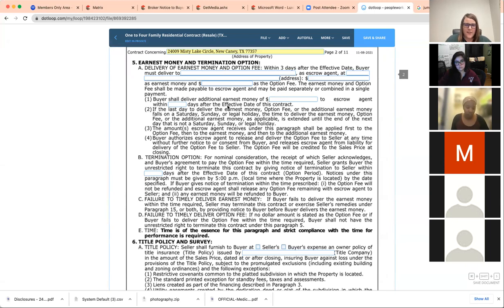Now, this is another key thing. If the last day to deliver the earnest money, option fee, or additional money falls on Saturday, Sunday, or a legal holiday like today, the time to deliver is extended to the next business day that's not a Saturday, Sunday, or legal holiday.